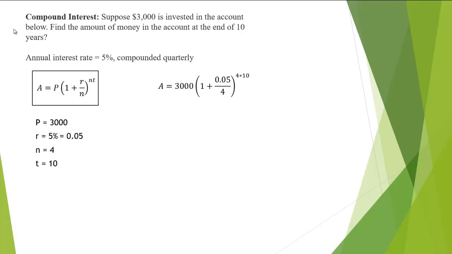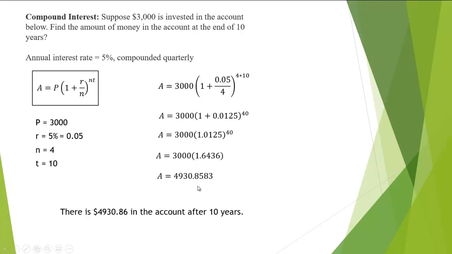Substituting these items into the compound interest formula, we'll simplify the innermost parentheses by dividing 0.05 by 4, and we'll also multiply 4 times 10. We'll simplify the innermost parentheses once again, so we'll add 1 and 0.0125, and the next step we'll raise 1.0125 to the 40th power, for a total of $4,930.86 in the account after 10 years.